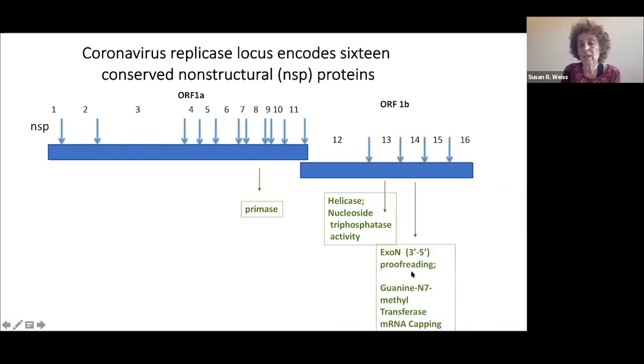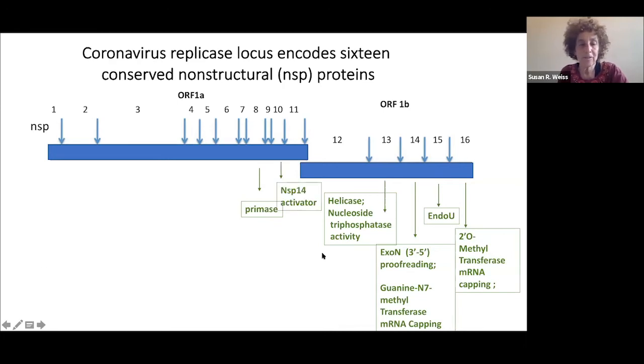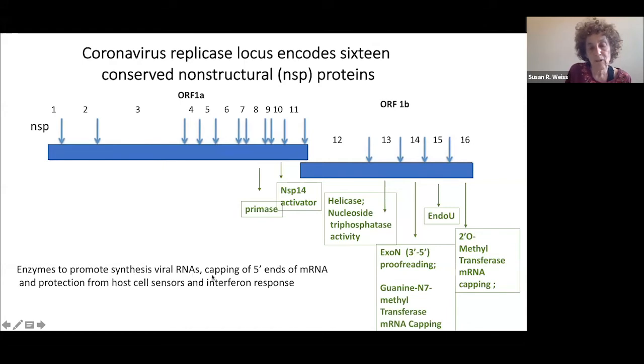There's also the proofreading enzyme I mentioned before, XON, and a guanylyl transferase that's important for mRNA capping. There's ENDO-U, another endonuclease that's an important host antagonist of host innate immune response, and another methyl transferase important for capping. So these are all extra activities that are there to promote synthesis of viral RNAs and capping of the 5' ends, which is important for translation, and also for protection from host cell sensors and interferon responses. And so all of these, again, are potential targets for antivirals.